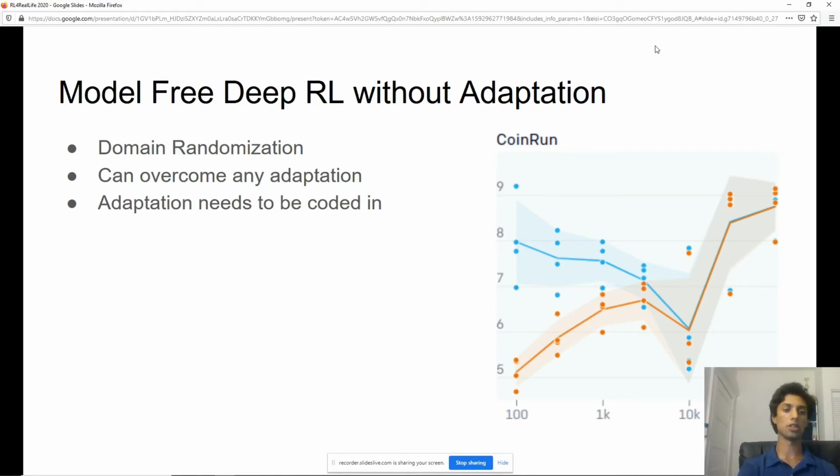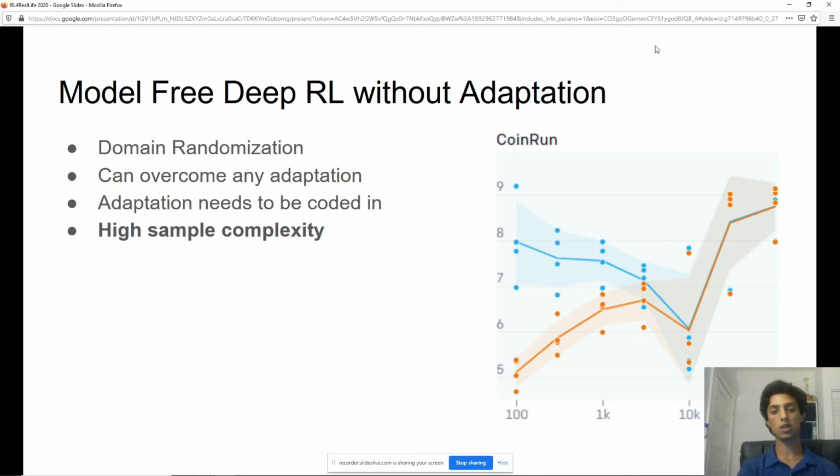However, that adaptation needs to be coded in. If any of your factors of variation, so let's say you show it different colors of the pole but not of the cart, it won't work. You need to show it that any factor that you want to adapt to has to vary in the set of training domains. Now, this leads to very high sample complexity.